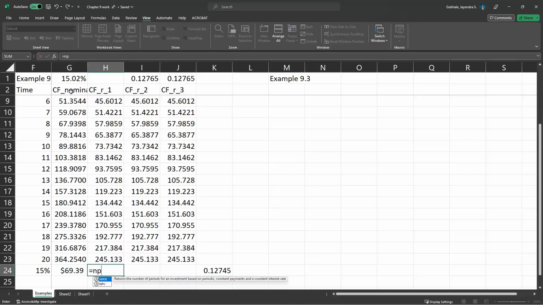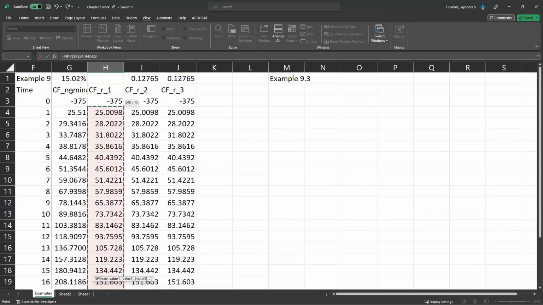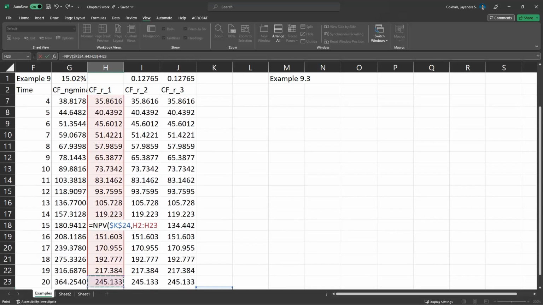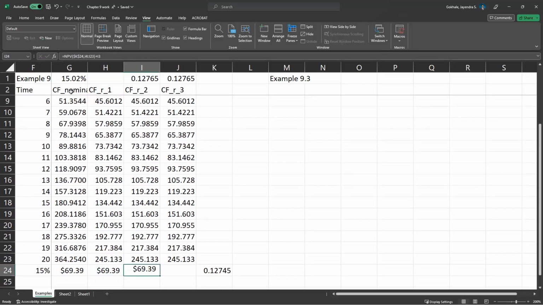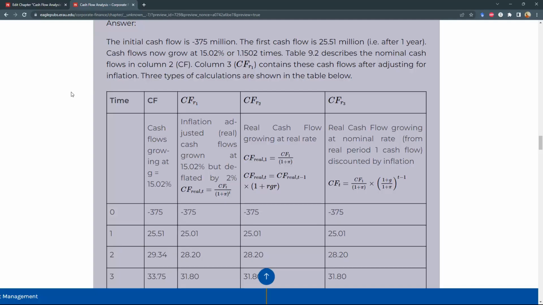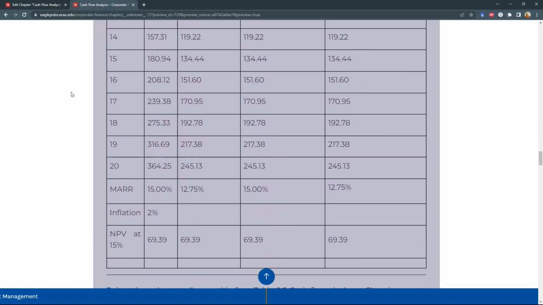So equals NPV. For the sake of simplicity, I'm just going to use a dollar sign. $K$24. That is the rate. And then the real cash flows, since all of these are real cash flows, plus the initial cash flow. Same answer. And then Control R, you can see using different column cash flows, but using the same hurdle rate, which is the inflation adjusted hurdle rate, we got the same value of net present value, which is the same as what's obtained in the example.